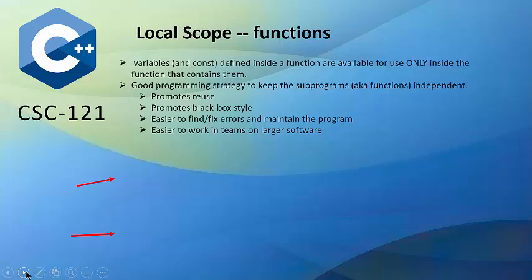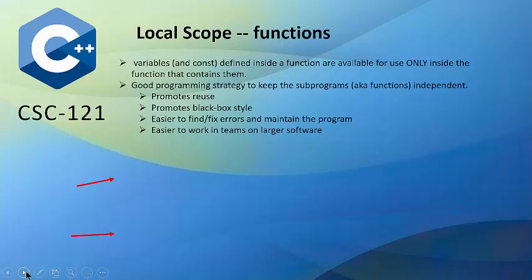Local scope and functions. Variables and constants defined inside a function are available for use only inside the function that contains them. This is referred to as local scope to the function, or function scope. Good programming strategy keeps subprograms independent. This promotes reuse, black box style of programming, code that is easier to find and fix errors and maintain, and it makes it easier to work in teams on larger software.